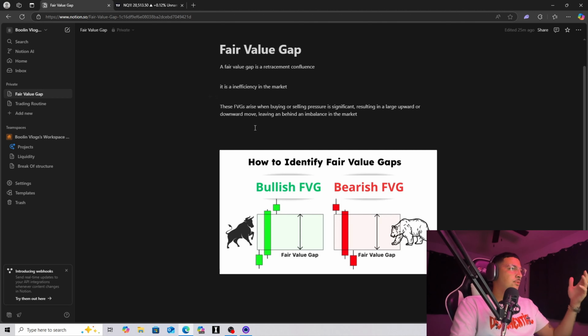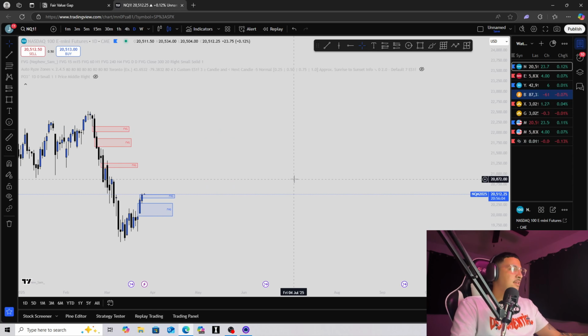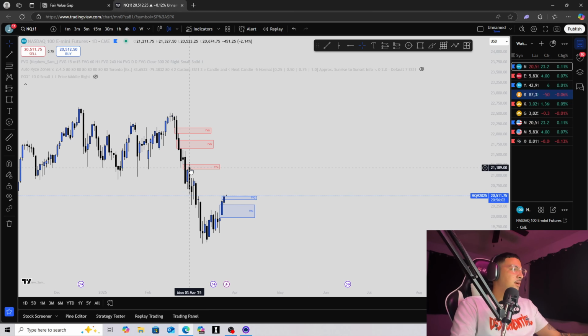And read this. These fair value gaps arise when buying or selling pressure is significant, resulting in a large upward or downward move, leaving behind an imbalance in the market. Exactly what I was telling y'all, guys. That's it. Easy to identify. Look how this bearish fair value gap came up, respected it, closed below that fair value gap, and just continued its way down. Easy, easy, easy, guys.